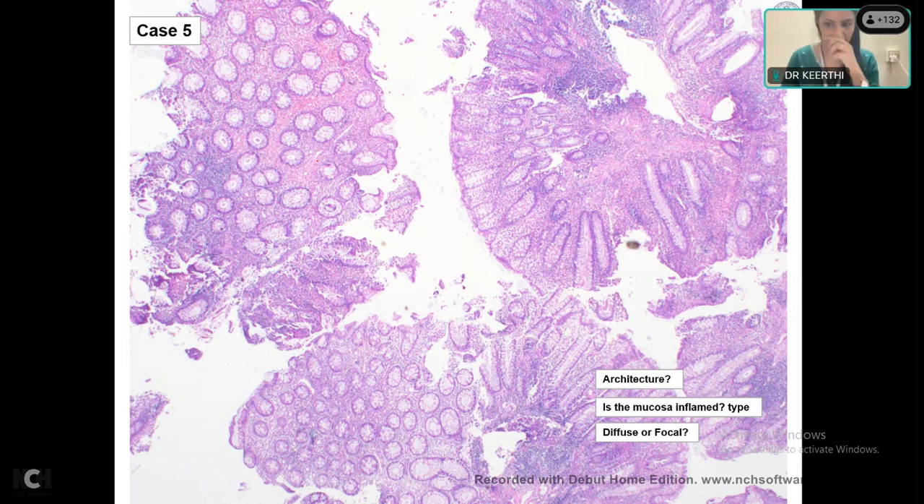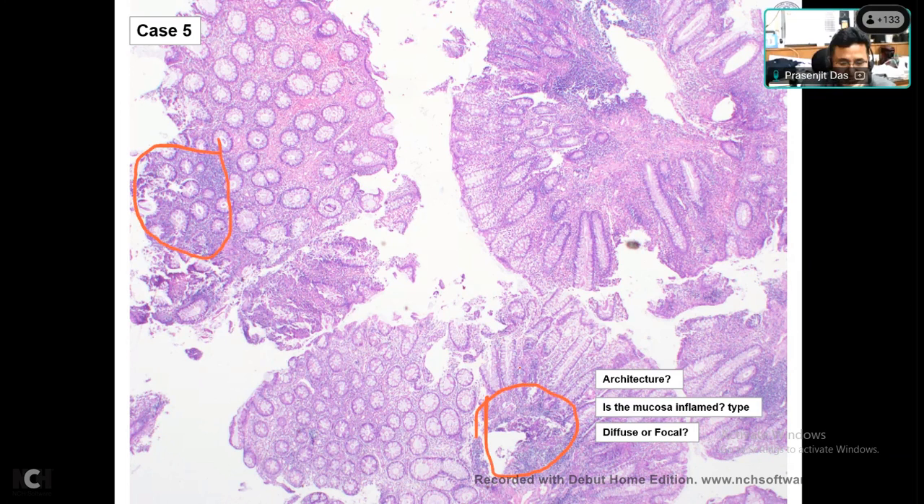The section study shows architecture is fairly preserved, sir. It's not that much disturbed in the crypt loop. You have to see very carefully. Because we have seen in the previous case and we raised the point, the changes can be diffuse or focal. This is focal, sir. Here we can also see patchy inflammation also there in all the fragments.